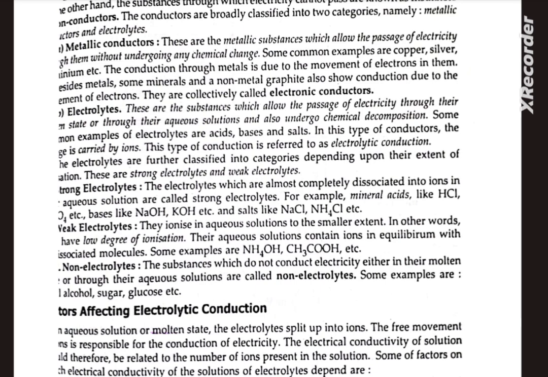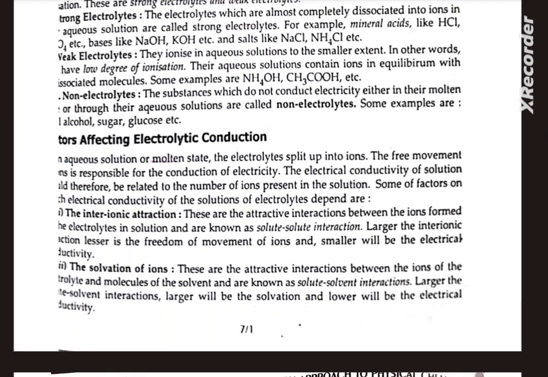Non-electrolytes. The substances which do not conduct electricity either in their molten state or through their aqueous solution are called non-electrolytes. Some examples are alcohol, sugar, glucose, etc. Factors affecting electrolytic conduction. In aqueous solution or molten state, the electrolyte splits up into ions. The free movement of ions is responsible for the conduction of electricity. The electrical conductivity of a solution can therefore be related to the number of ions present in the solution.